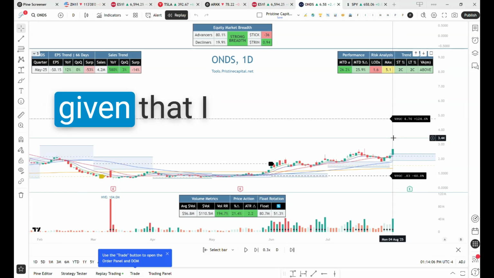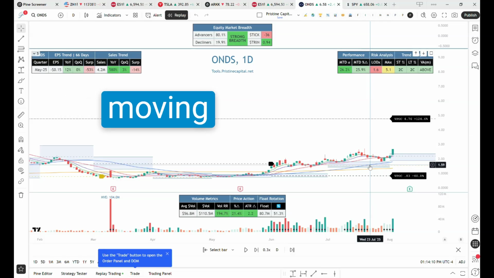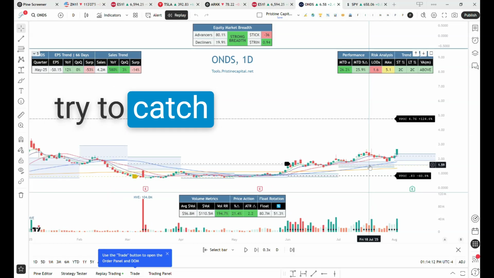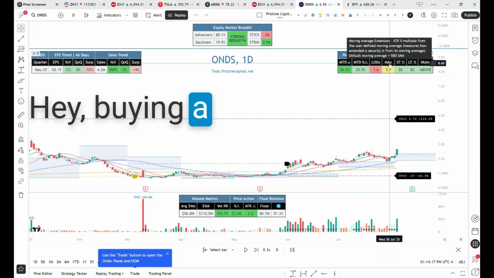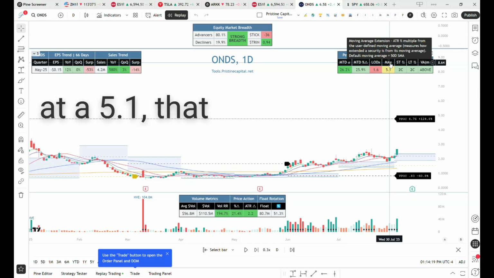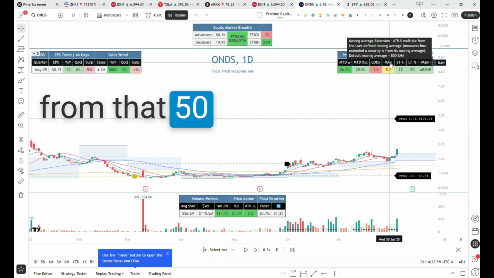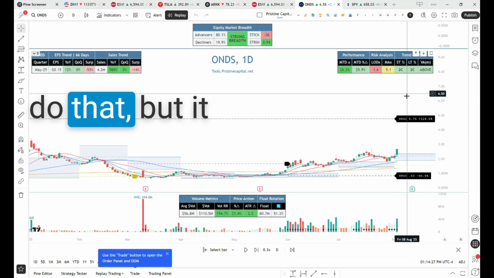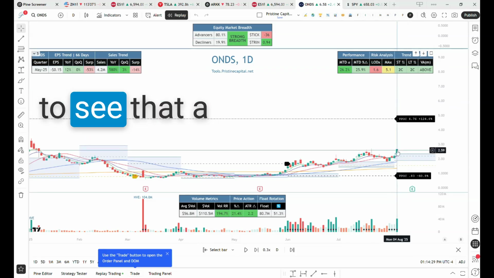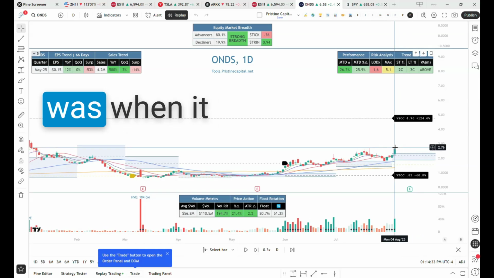Now for me, given that I like to buy stocks right as they're reclaiming that 50-day simple moving average, and I really try to catch things early, at the outset, I might think, hey, buying a stock when the MAX is at a 5.1, that might be a little bit too extended from that 50-day simple moving average. So maybe in my playbook, I don't really do that. But it is interesting to see that a great spot to actually buy this stock was when it was indeed at that 5.1 MAX.